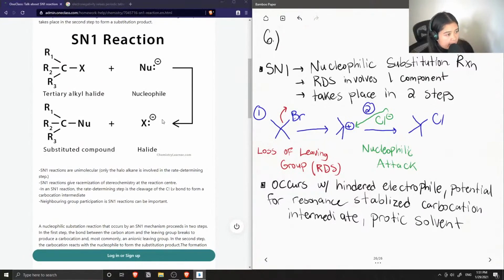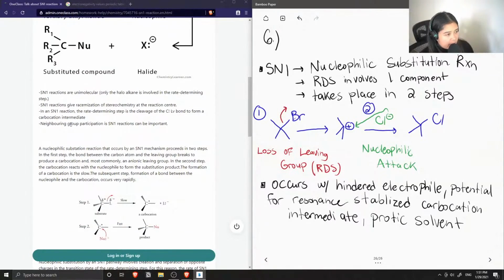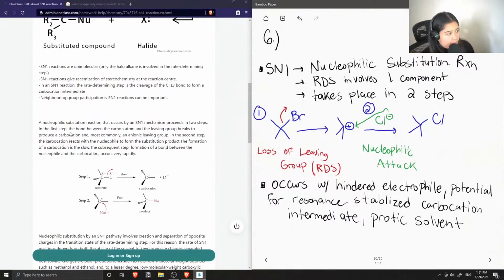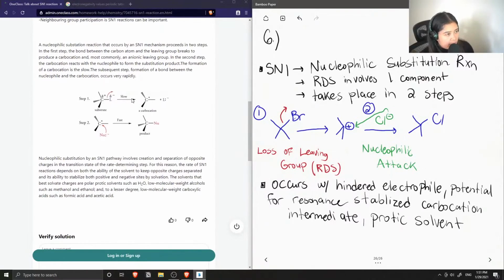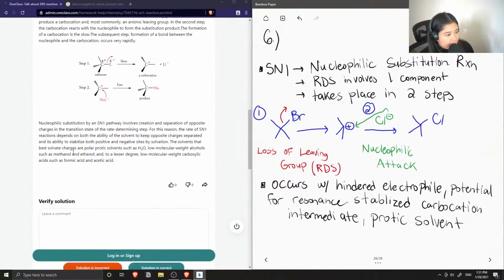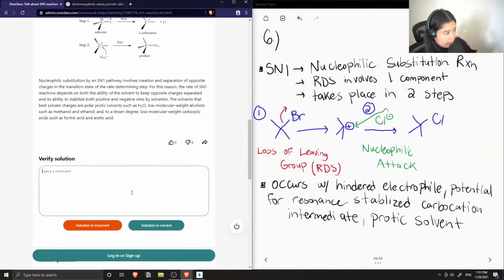Okay, so here's their reaction. They are unimolecular. They give a racemization of stereochemistry at the reaction center. Neighboring group participation in SN1 reactions can be important. They also have the mechanism, and they break down the two steps again. And the rate depends on both the ability of the solvent to keep opposite charges separated and its ability to stabilize both positive and negative sites by solvation. Okay, so this solution is correct.